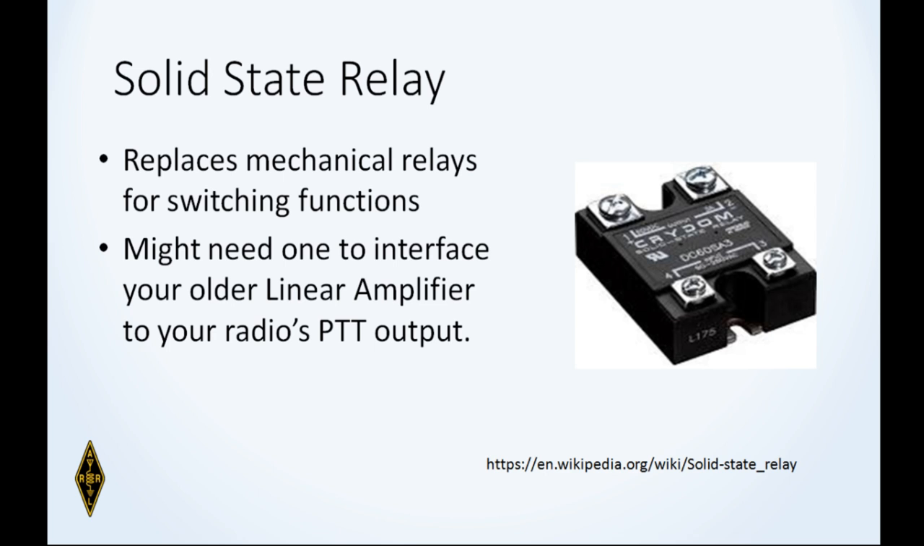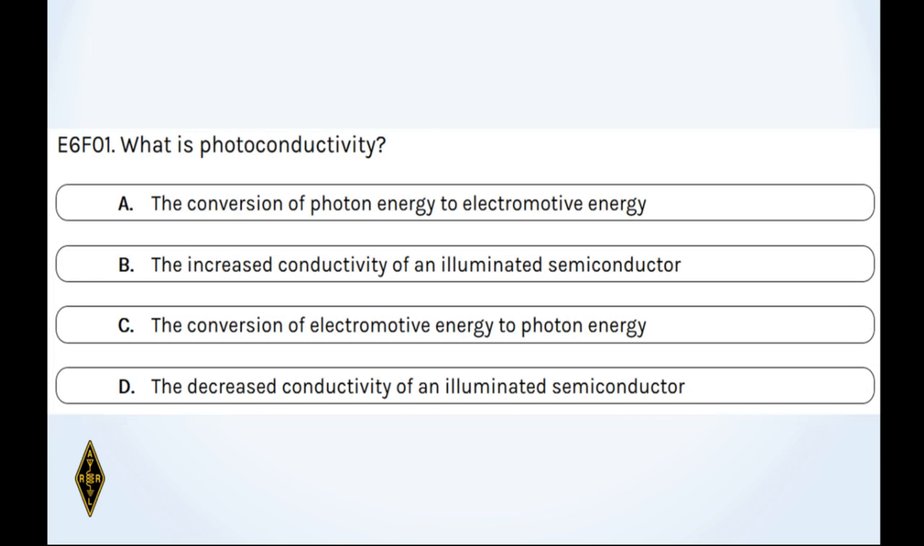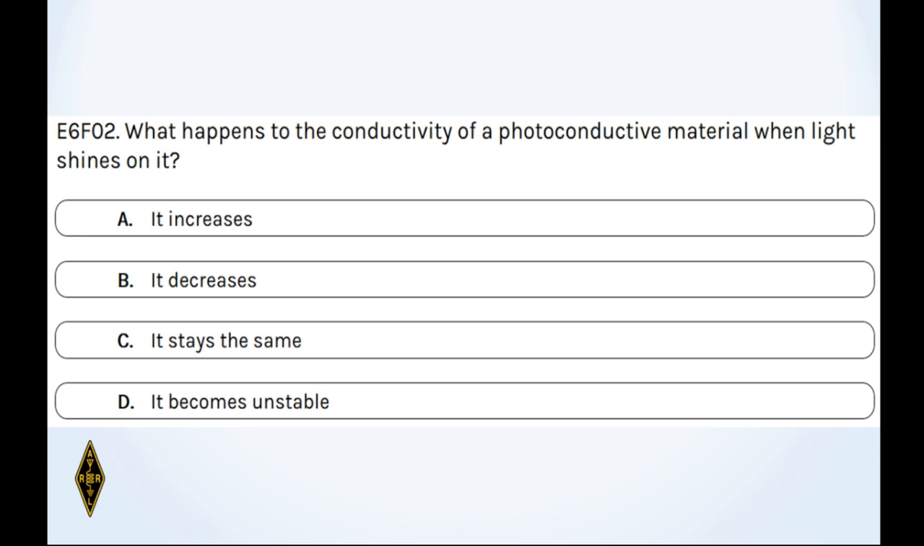Oh, questions. So what is photoconductivity? The increased conductivity of an illuminated semiconductor. It's more conductive, or its resistance is less when you have light on it. That's the electric eye. And what happens to the conductivity of a photoconductive material when light shines on it? The conductivity increases.